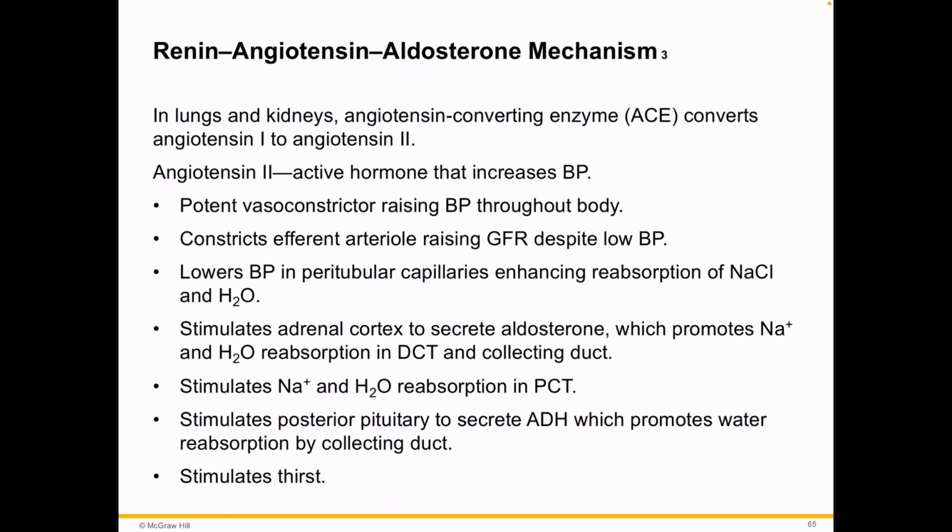So lungs, kidneys, converts it. We talked about this. Angiotensin 2 is a really great vasoconstrictor. Your blood pressure is going to go up. However, it is going to constrict the afferent arteriole, and so that means that we're going to raise GFR despite having low blood pressure. It lowers the blood pressure in the peritubular capillaries. Remember that 85% of all of our nephrons are the cortical nephrons with the peritubular capillaries.